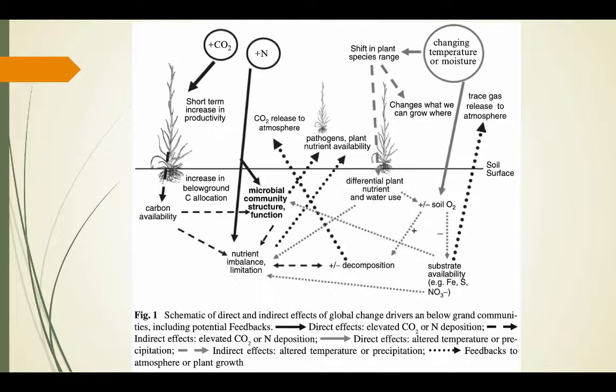On a longer term, we could also see shifts in plant species range. So then we have different plant nutrient and water use as well, which is also a new shift for the microbial community. And so again, will they adapt to new plant communities around them? Will they stop being efficient and functioning? Will they function at all? These are all actually still big questions, but these are the ideas of what we expect to change.